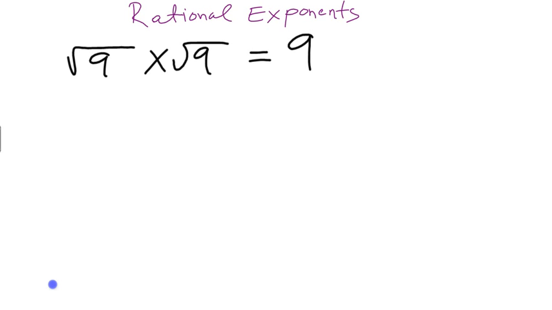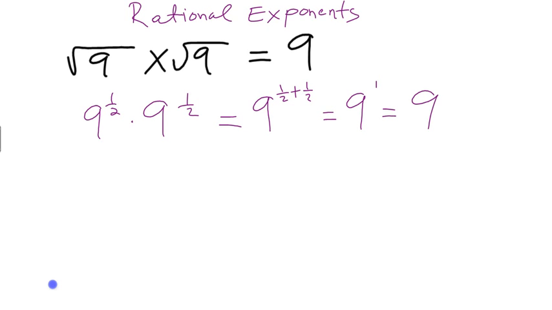Okay, now let's switch to exponents. What's 9 to the half times 9 to the half? 9 to the 1, or 9. 9 to the 1 half plus 1 half.